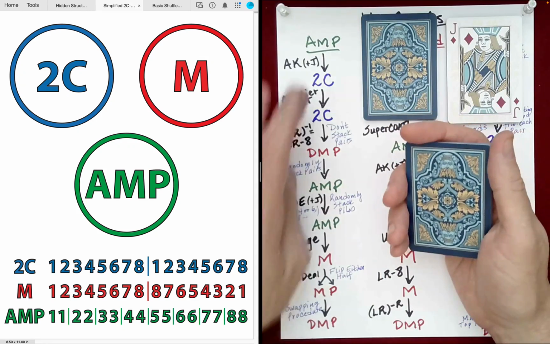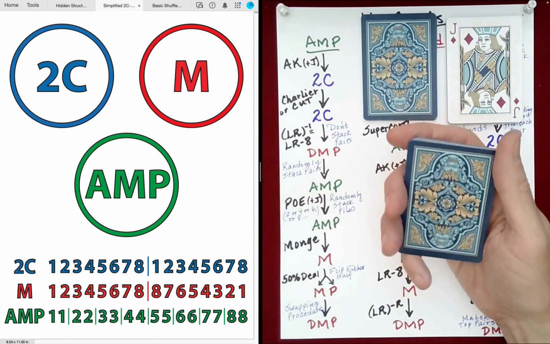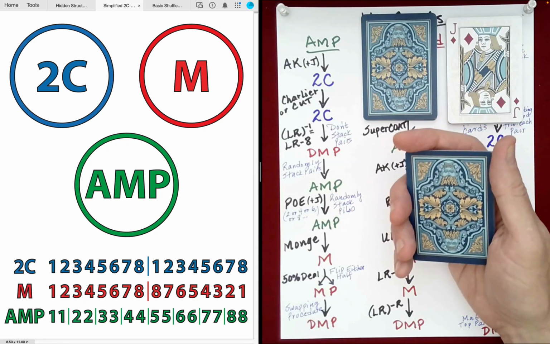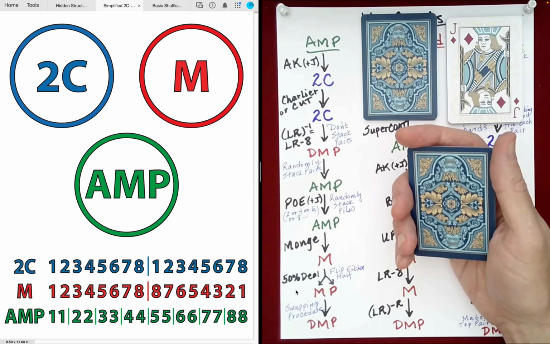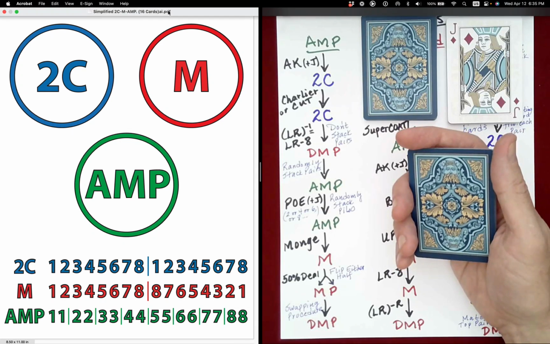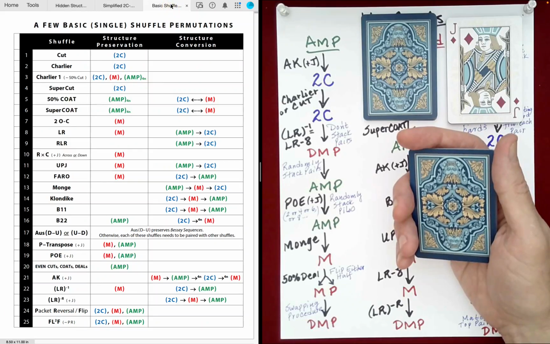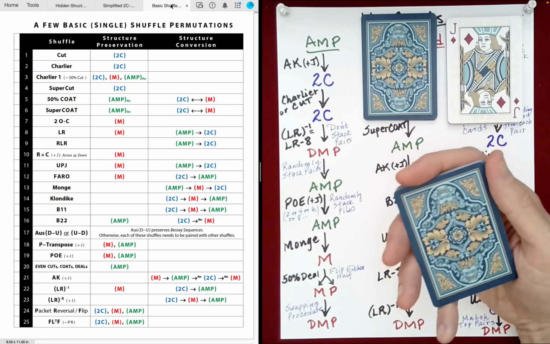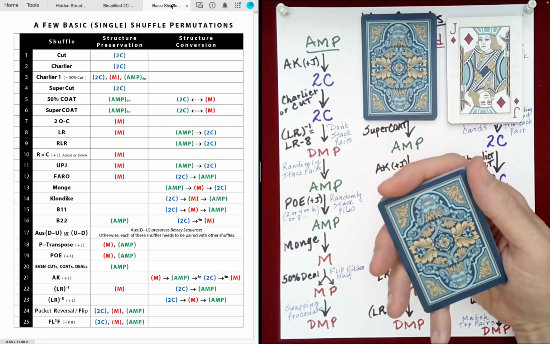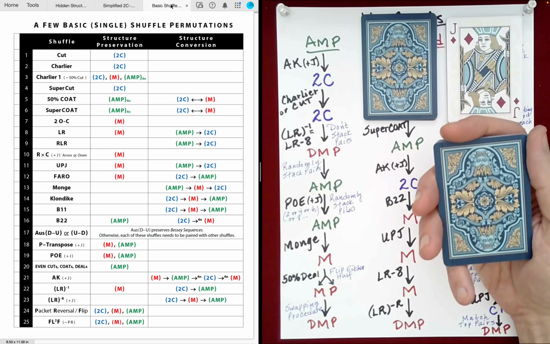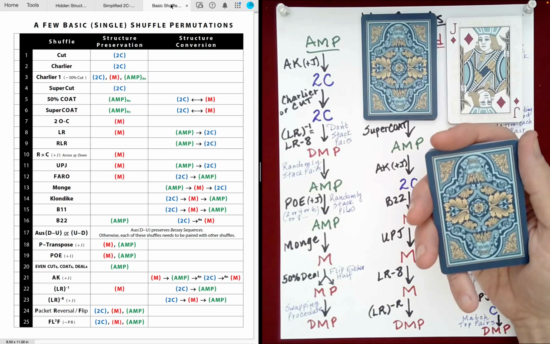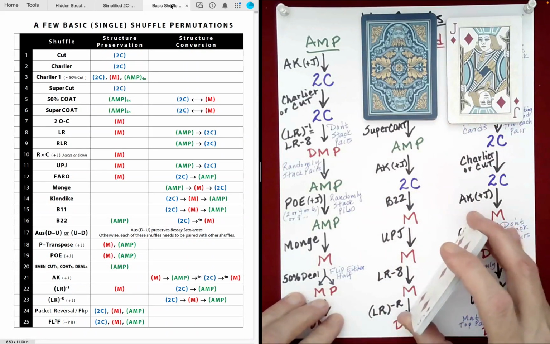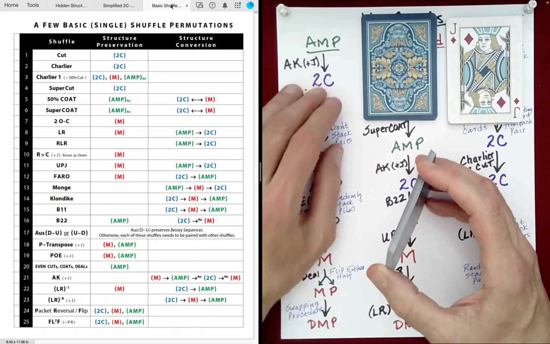Now, since it is an AMP, there's quite a few things you can do with it and preserve that structure or convert it to another kind of structure. So let me go ahead and bring up our basic shuffles that we've been using during this entire series. Okay, so as an AMP, if you go down to line 21 on the left-hand side of the screen, you'll see the AK, alternate Klondike shuffle. And this is guaranteed to convert an AMP to a two-cycle.